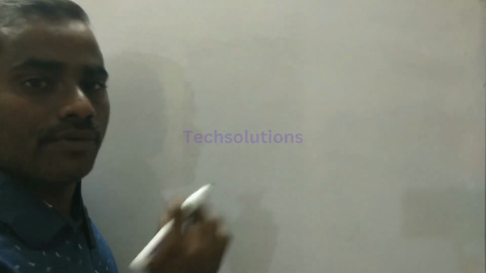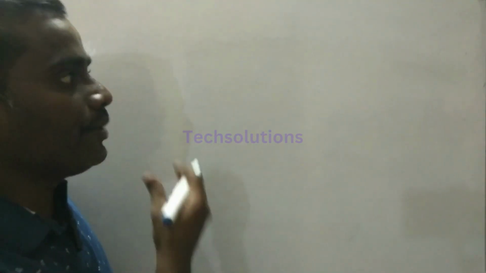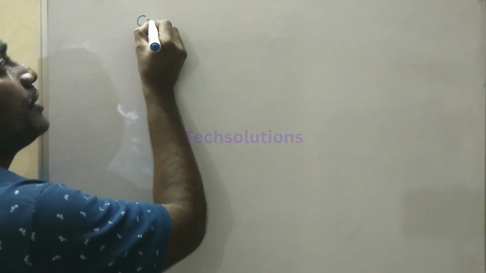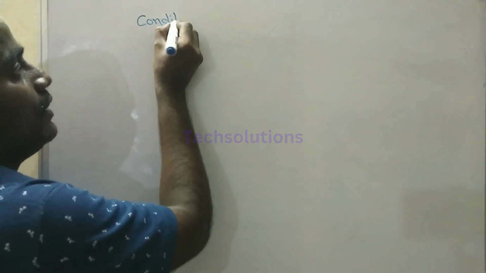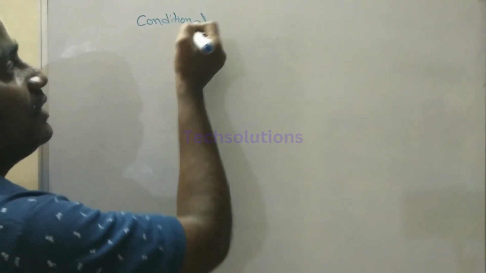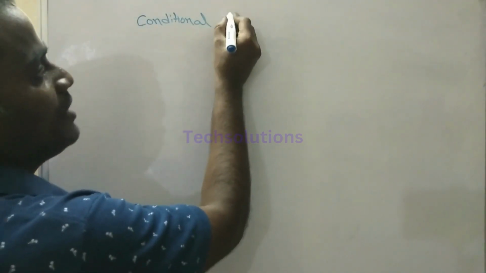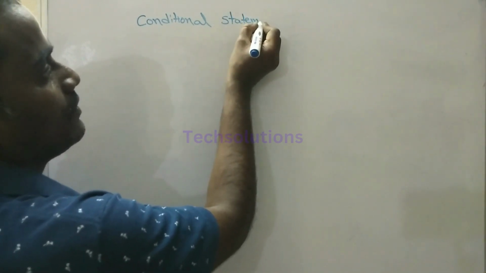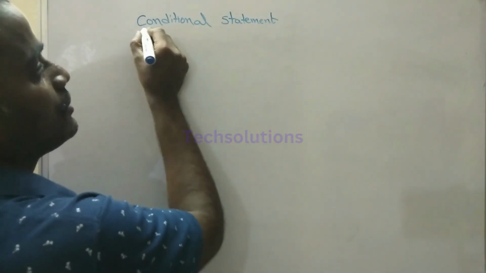In the last video, we discussed what is meant by control statements and what the different types of control statements are. Here we can see the first control statement is conditional control statements. In this session, we will discuss all the conditional control statements we have, also called conditional statements or decision statements.